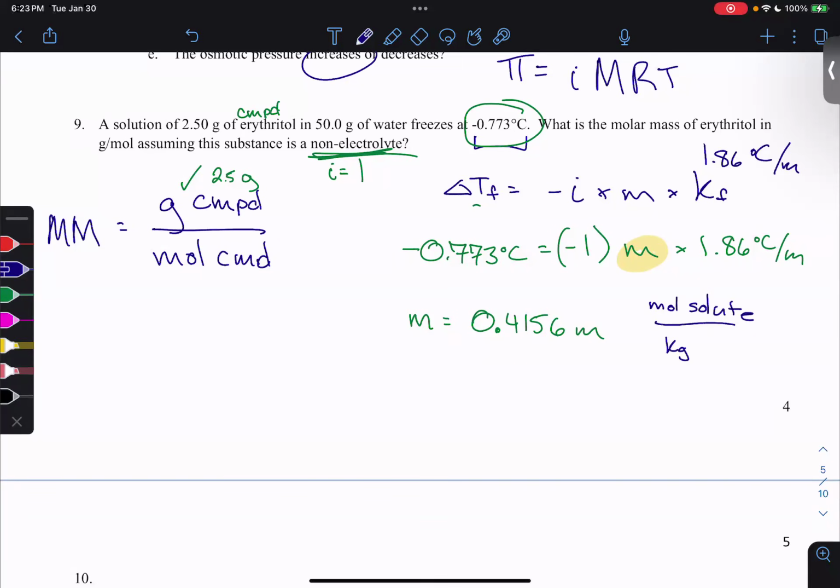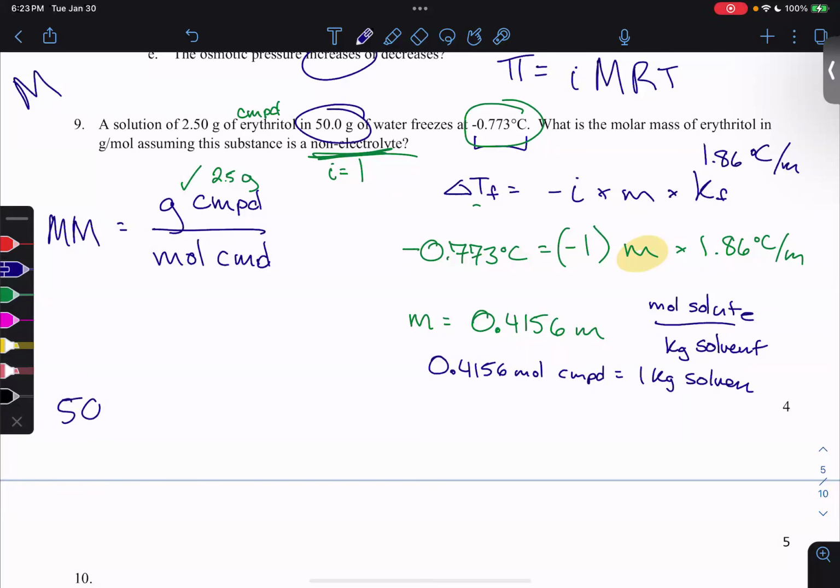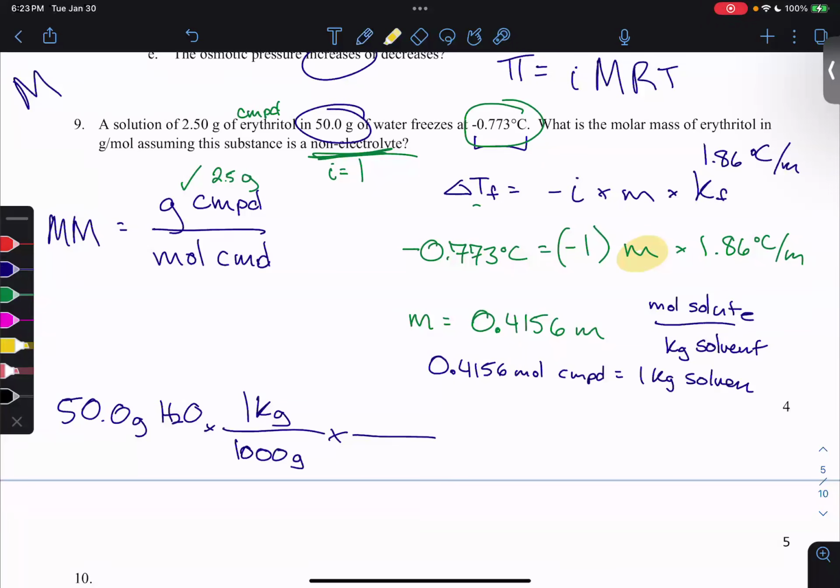Kilograms of solvent. Because big M, molarity, means what? Moles of solute over liters of solution. Yes, so it's different. What molality means is that we have 0.4156 moles of the compound in every 1 kilogram of solvent. That's what it means. So we're going to use that last piece of information, that there are 50 grams of water present. We can convert that into kilograms, and then we can use molality.